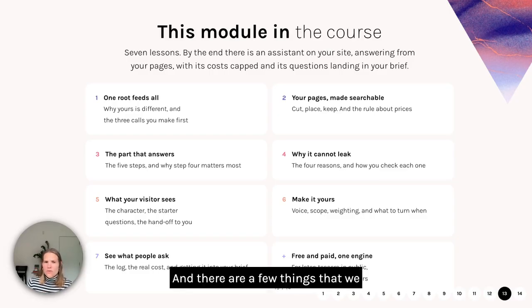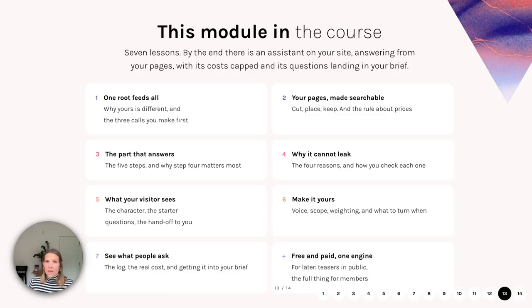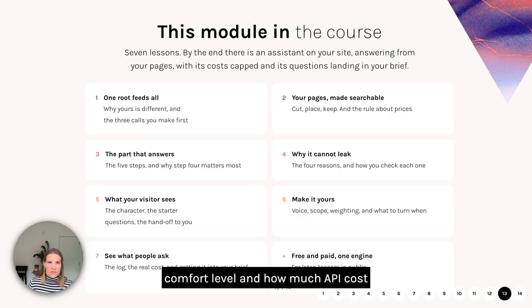And there are a few things that we haven't touched on here, which is defining if you are going to give people access to a wide range of different types of questions. So again, you get to decide if you are paying for very generic questions, you're going to make it really loose. It can ask about things that are not in your website, for example, or are you going to keep it really strict and tight? Again, this is all about your comfort level and how much API cost you are willing to absorb.